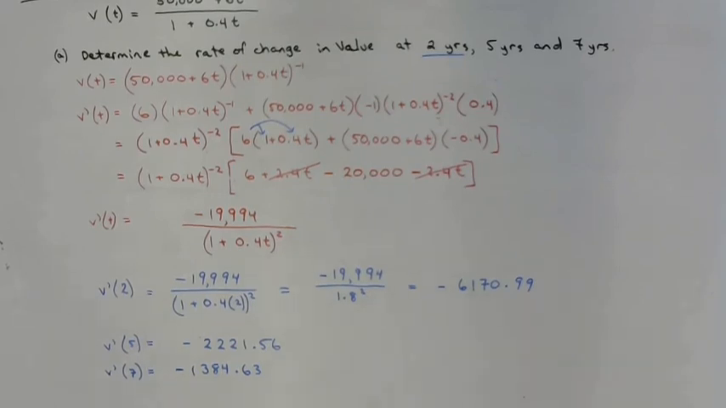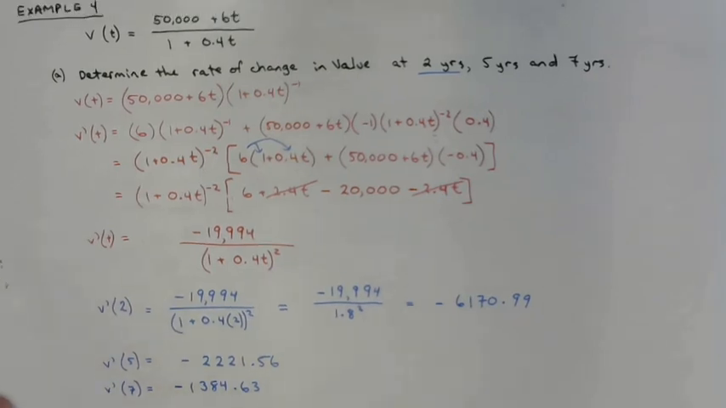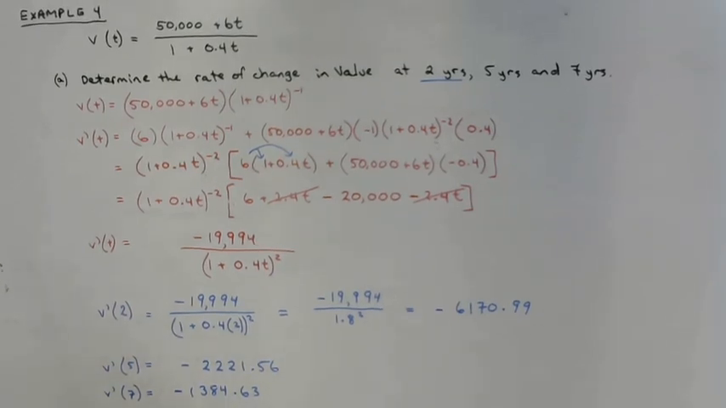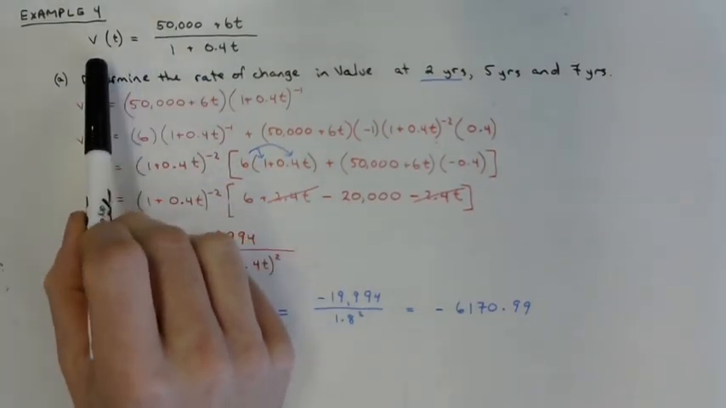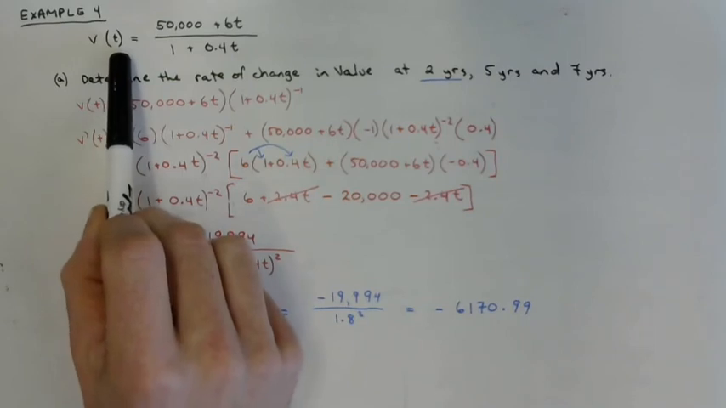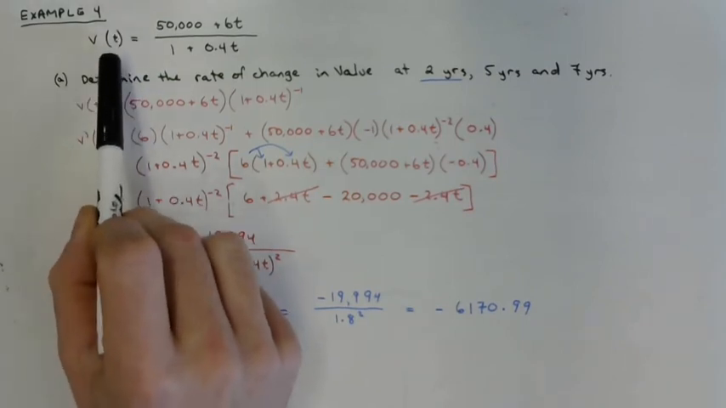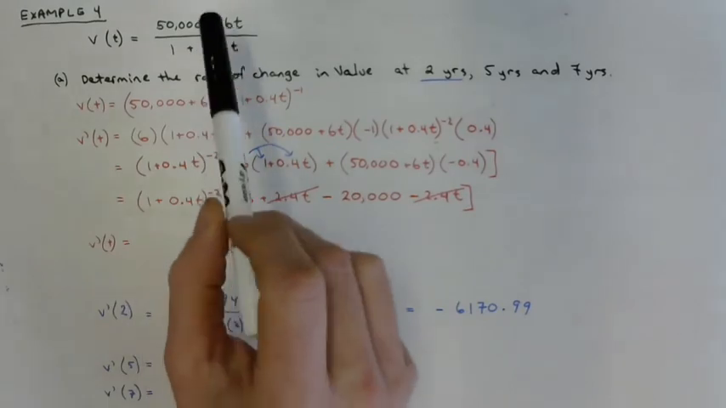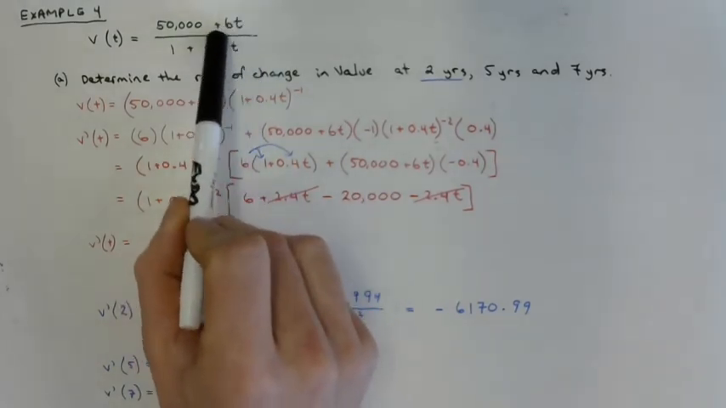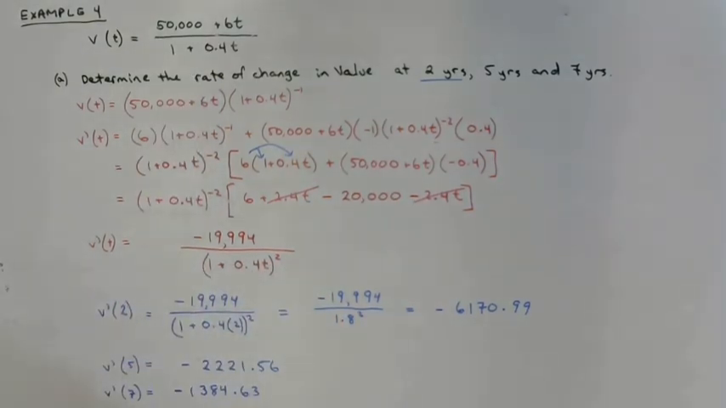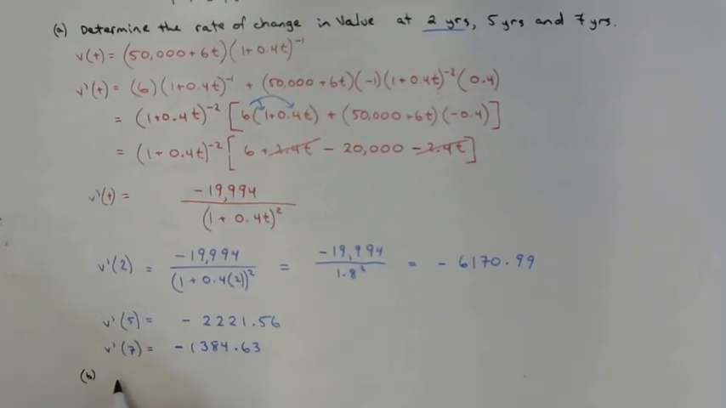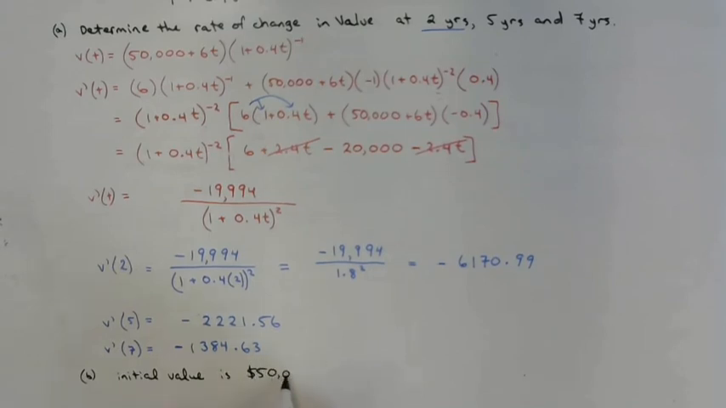What was the initial value of the car? $50,000. You could find that out by just looking at it, but also if you subbed in 0 for t, the value of the car when it's brand new would be V of 0, in which case this term would go to 0, this term would go to 0, and you'd have 50,000 over 1, which is 50,000. Okay, let's make a note of that. B, initial value is $50,000.